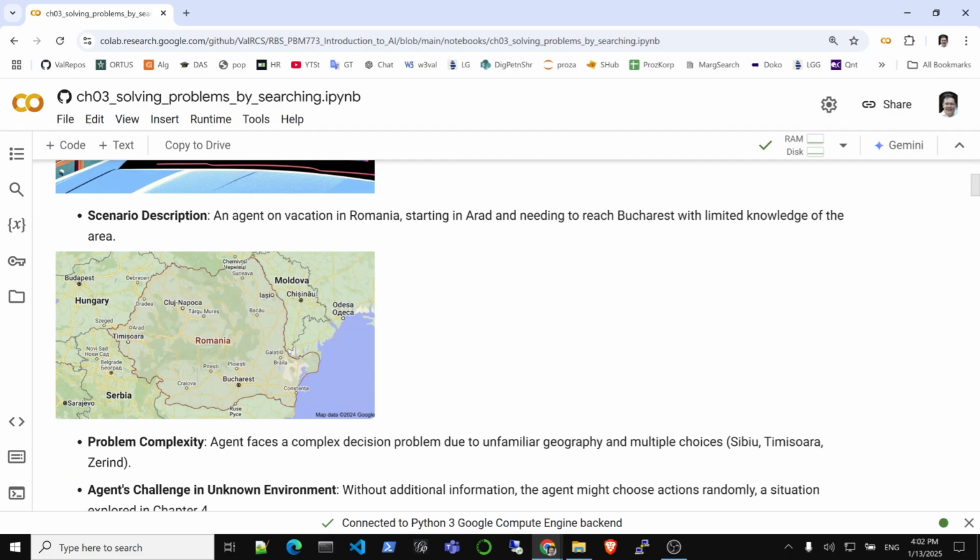So the scenario, the case study, will be Romania. That's because it's in the book. We could, of course, apply Latvia or any other country. It mentions Bucharest and Arad. Who has been to Romania? I don't know. One of you?